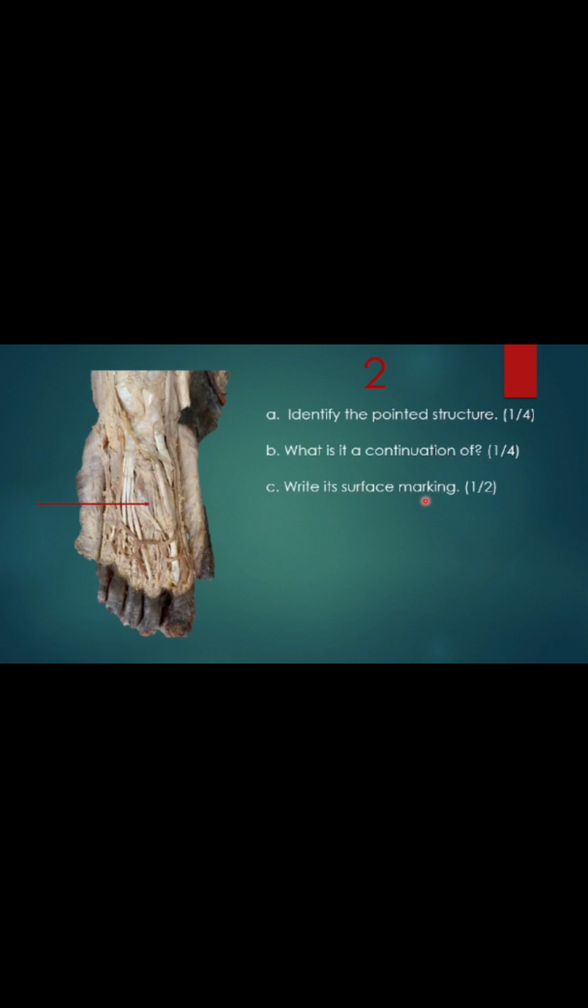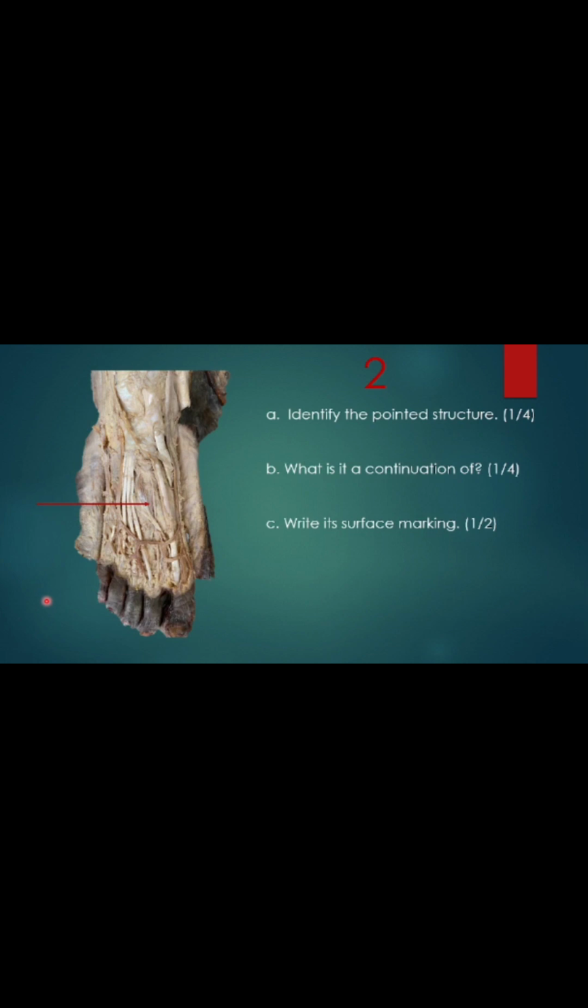Now we'll see the second question. The second question is identify the pointed structure. B, that is what is it a continuation of? C, write its surface marking. So the pointed structure is dorsalis pedis artery, and it is a continuation of the anterior tibial artery.